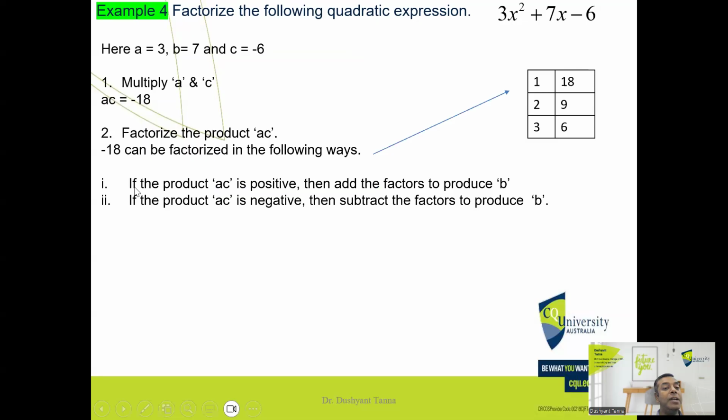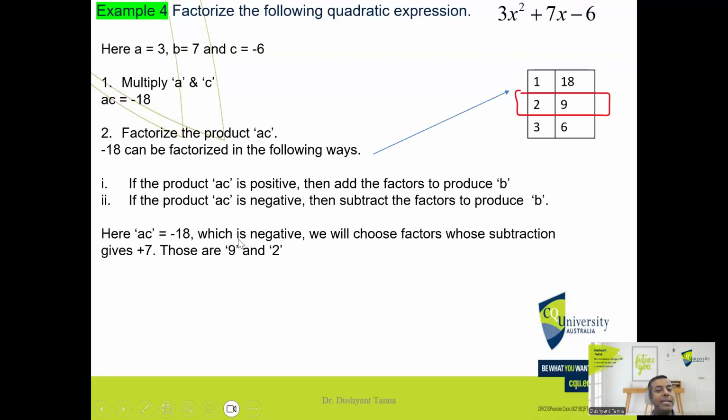Second step says if the product is positive, add the factors. If it is negative, subtract the factors. It is negative, so I will choose two factors whose subtraction will produce 7. What do you think? Two factors when subtracted give 7. 9 and 2. We'll keep 9 as positive and 2 as negative because 9 minus 2 is plus 7 and we need plus 7.